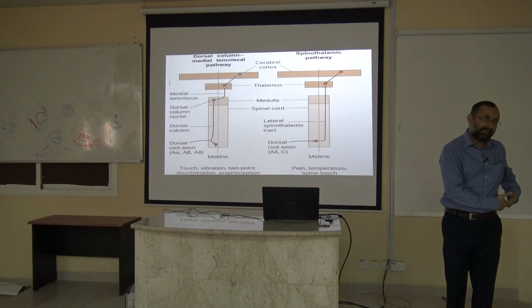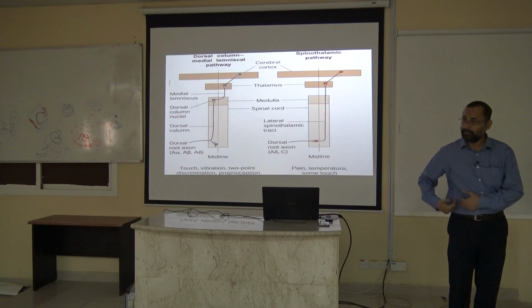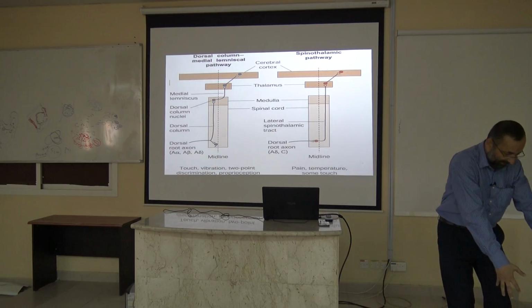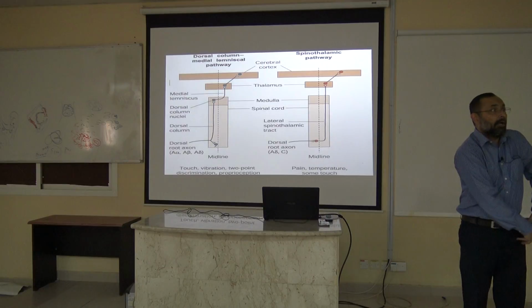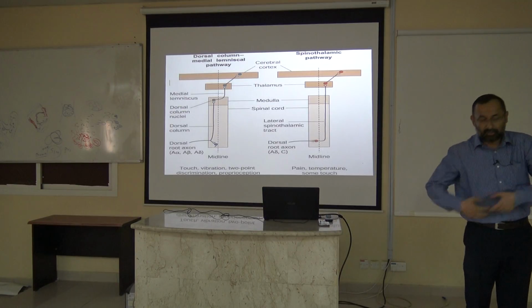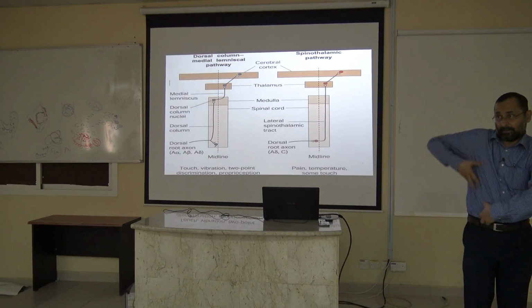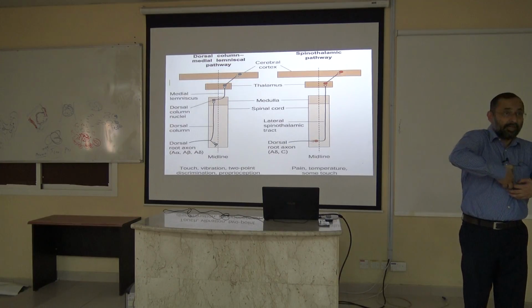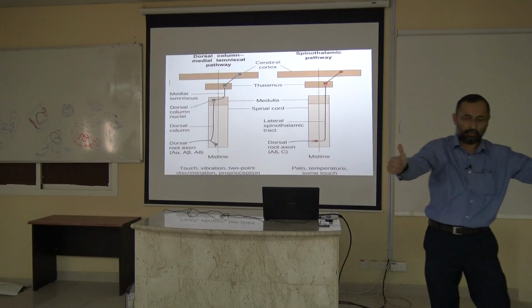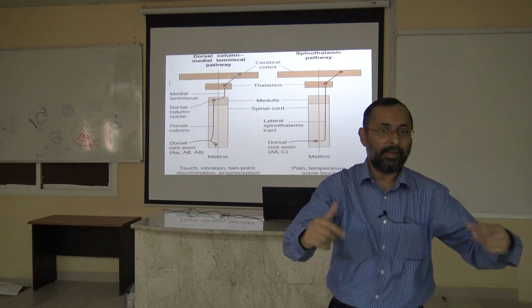Fasciculus gracilis and cuneatus are present on the left side and they are also present on the right side because there are two halves of the spinal cord. You have seen that in the picture. The sensations of the left side will enter into the left fasciculus gracilis and cuneatus in the spinal cord, and the sensations of the right side from the body will enter into the right fasciculus gracilis and cuneatus. Do you agree with this principle? Ipsilateral. Great. Step by step, slowly we will move.